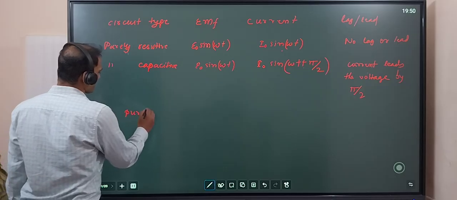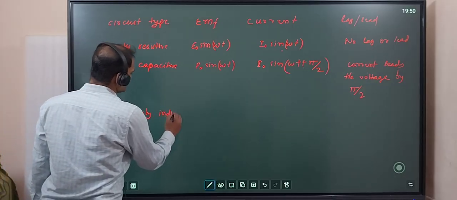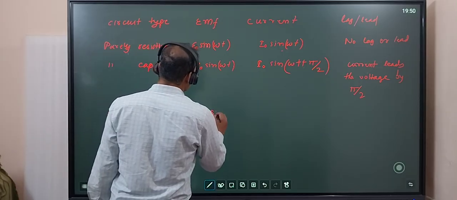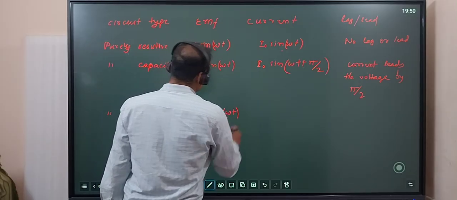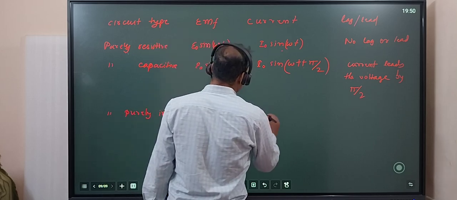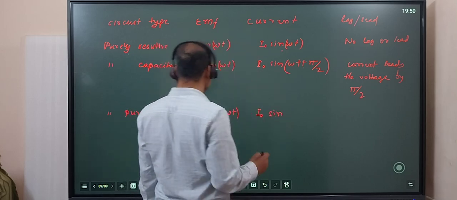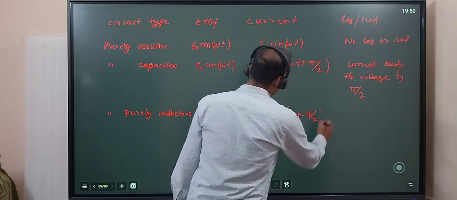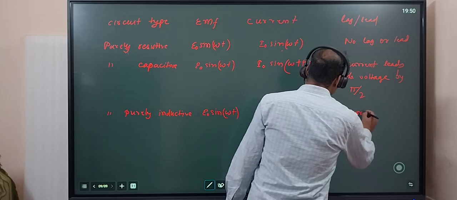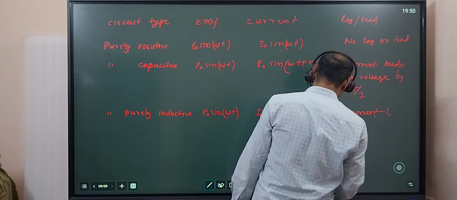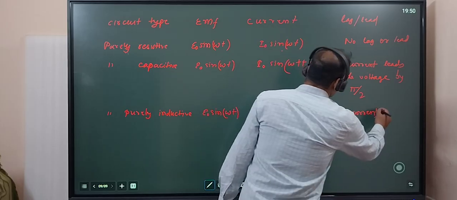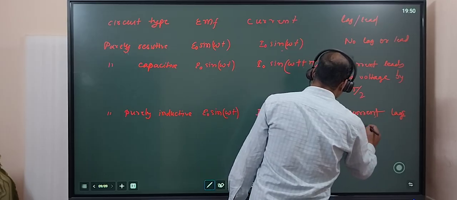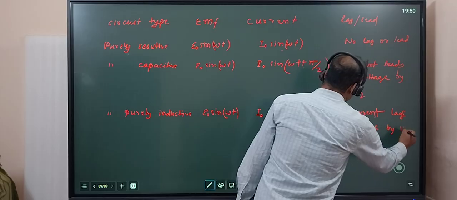Purely inductive. In purely inductive, it was E naught sine omega t, but the current was I naught sine omega t minus pi by 2. Current lags. Current lags the EMF by pi by 2.